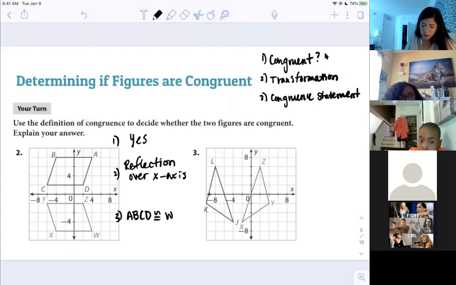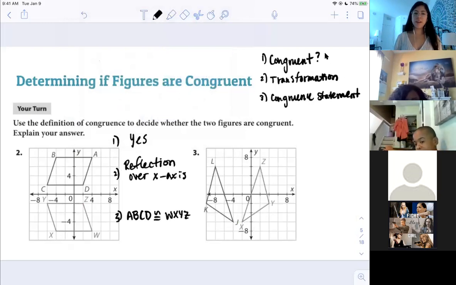What matches up with B? Z or X? X. So WXYZ? Yeah, there you go. And the nice thing is, most of the time they're not going to be annoying about it. Most of the time it goes in the right order, alphabetically, A, B, C, D, and then W, X, Y, Z is in the same order. Okay, very good. Any questions on number 2?